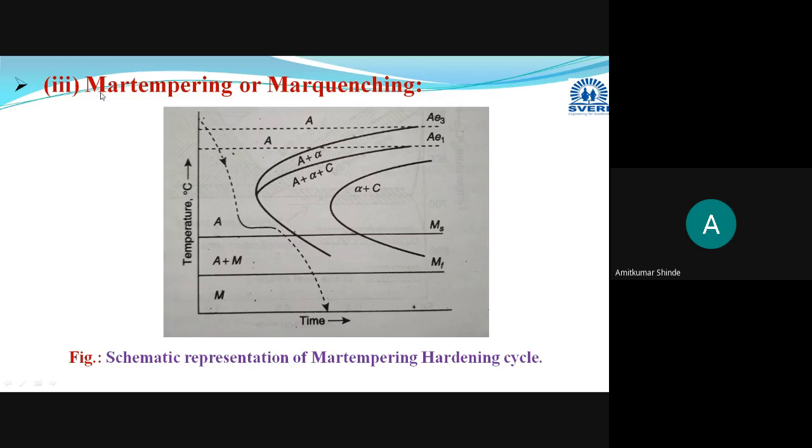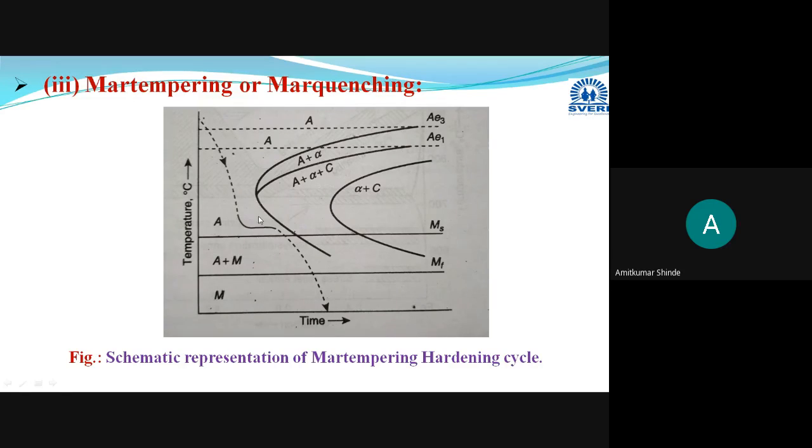Martensite is transformed, but the tempering of that martensite is done due to holding at this temperature for some definite period of time. That's why this process is termed mar tempering. Mar is for martensite, and the remaining is tempering. Martensite's tempering is done here. And how is it done?